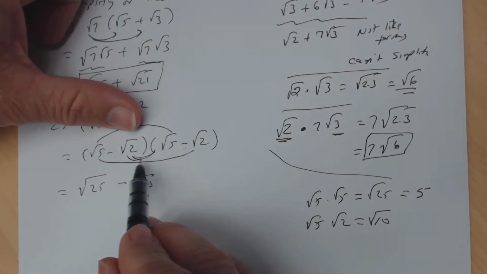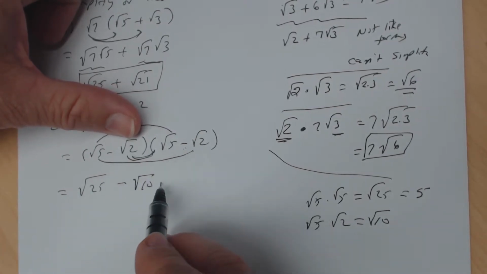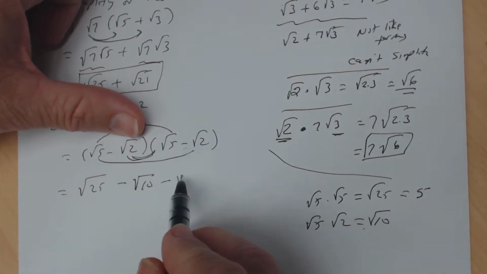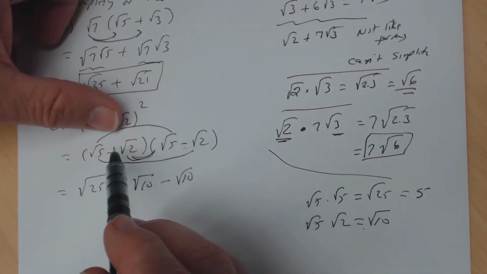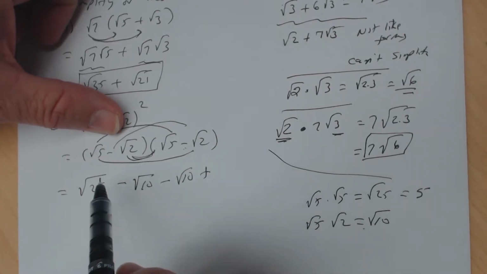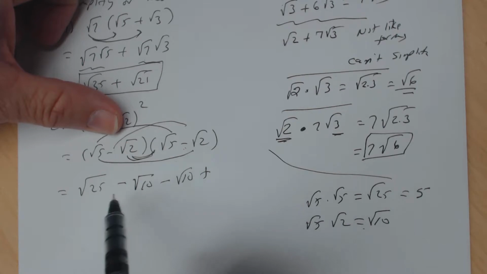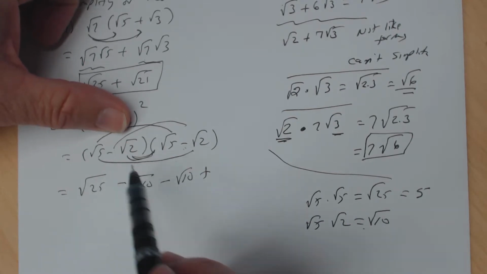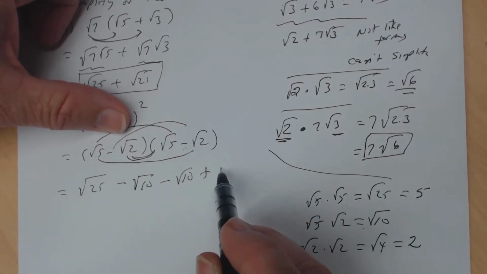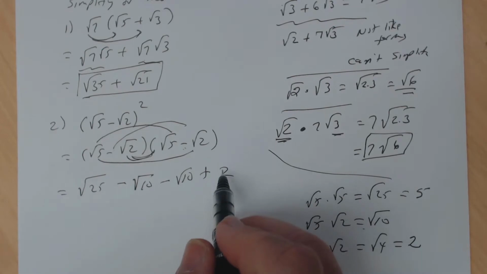The inner, again, a negative times a positive is a negative. And I have the same thing. The square root of 2 times the square root of 5 is the square root of 10. And then the last, a negative times a negative is a positive. Always look at this. A negative times a negative is a positive, so be careful with your signs. And we have the square root of 2 times the square root of 2, which is the square root of 4, which is just 2. Okay? Let me put the square root of 4.